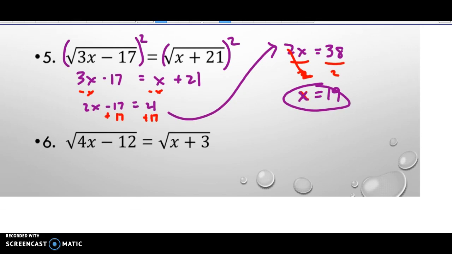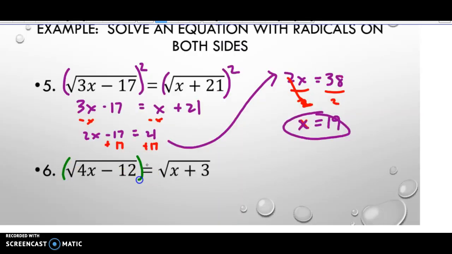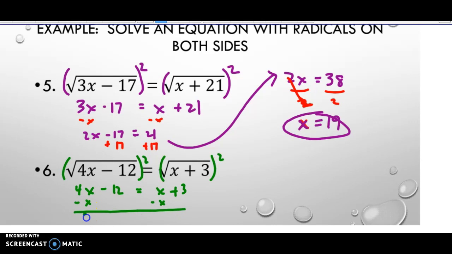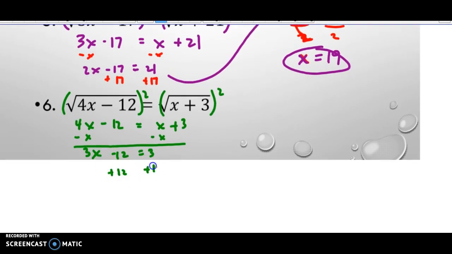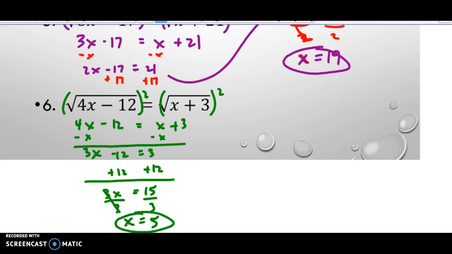All right, let's do the same thing to solve number 6. I'm going to start by squaring both sides. That's going to cancel my radicals. So now I have 4x minus 12 equals x plus 3. I'm going to combine like terms by getting my x's together. It gives me 3x minus 12 equals 3. Now I'm going to add 12 to both sides to get my constants together. That gives me 3x equals 15. And finally, I'm going to divide by 3, so I get a solution of x equals 5.